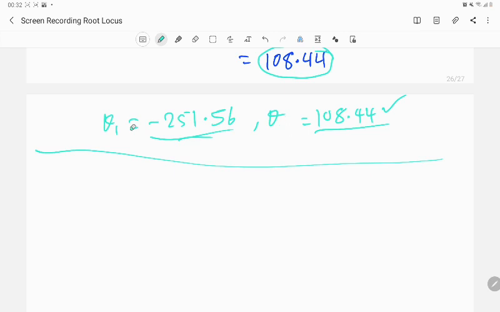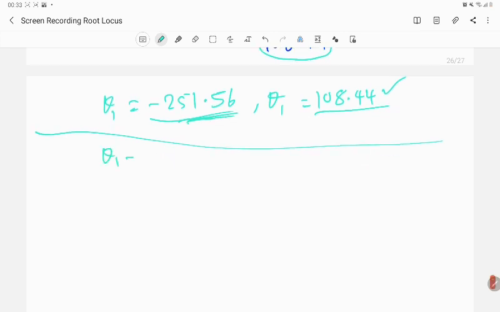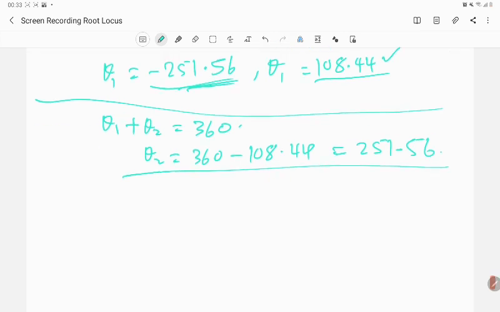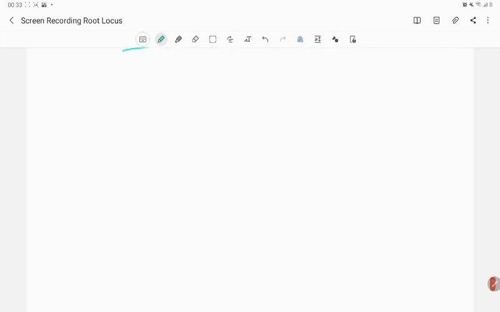Let me not confuse this. The angle of departure theta 1 is equal to this, and what I'm saying is that theta 1 plus theta 2 should be 360, and therefore our theta 2 should be equal to 360 minus 108.44, which is going to be equal to 251.56. So that's basically what I'm saying about those angle of departure and angle of arrival.